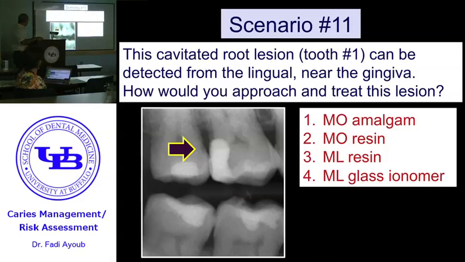Okay, so regarding that, technique is coming. We've got your technique here today. Scenario 11. This cavitated root lesion, tooth number 1, can be detected from the lingual near the gingiva. How would you approach and treat this lesion? It's all the way down here by the gingiva. Do you go amalgam, resin, or MO or ML resin or ML glass ionomer?